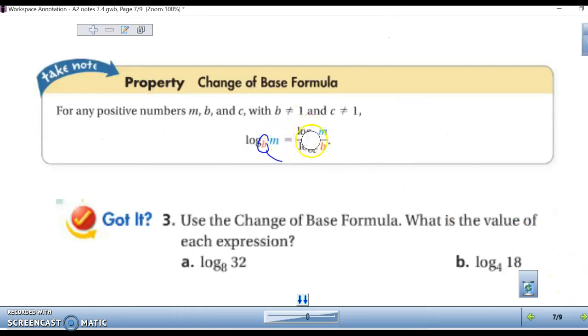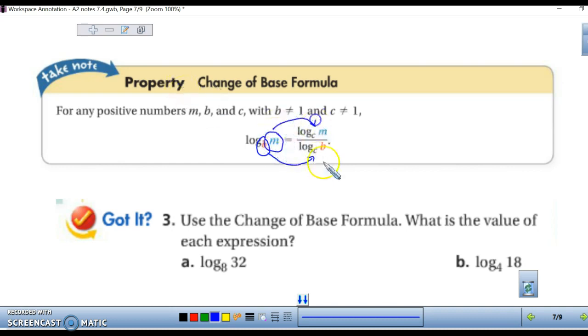A few things to remember when you're doing the change of base formula. It doesn't matter what base you decide to change it to, but both the top and the bottom have to be the same. So the base on the top has to be the same as the base on the bottom. A convenient one to use is log base 10. But like in example A, we wanted to get rid of our log, and we could have done that because they were both exponents of 2. Also, your base goes on the bottom and your number stays on the top.